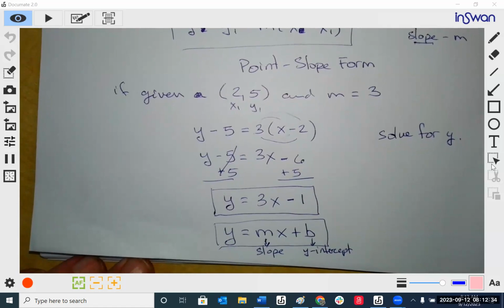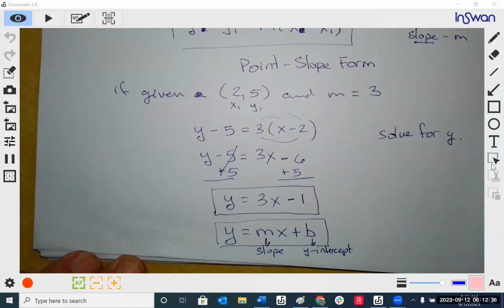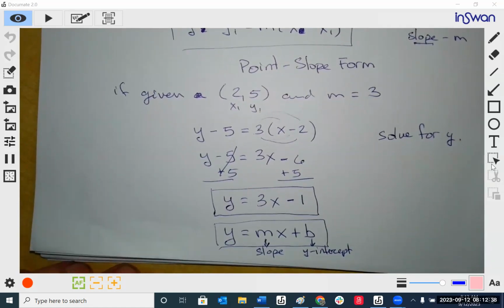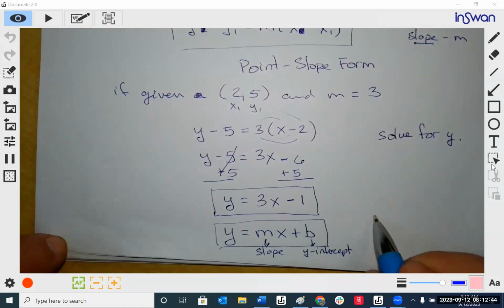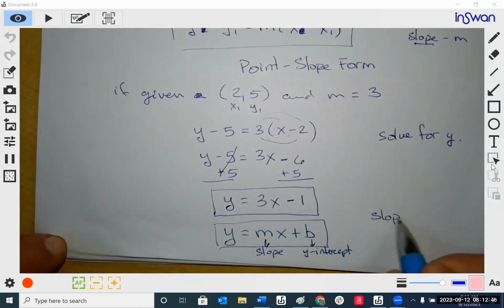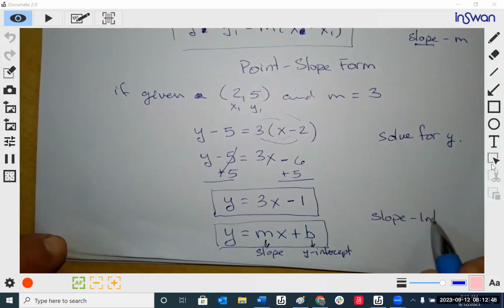So can you guess the name of this form? Slope-intercept. This is the slope-intercept form.